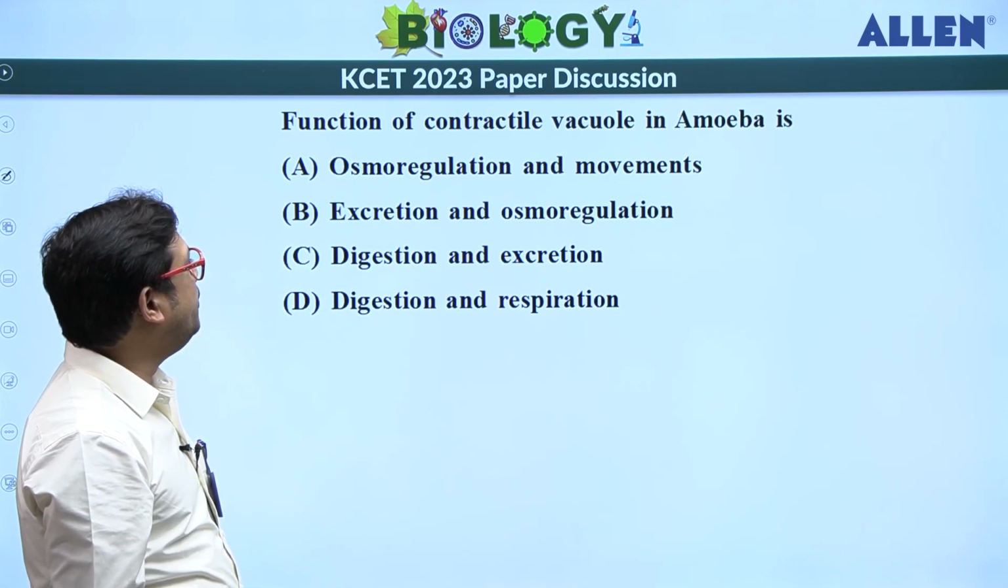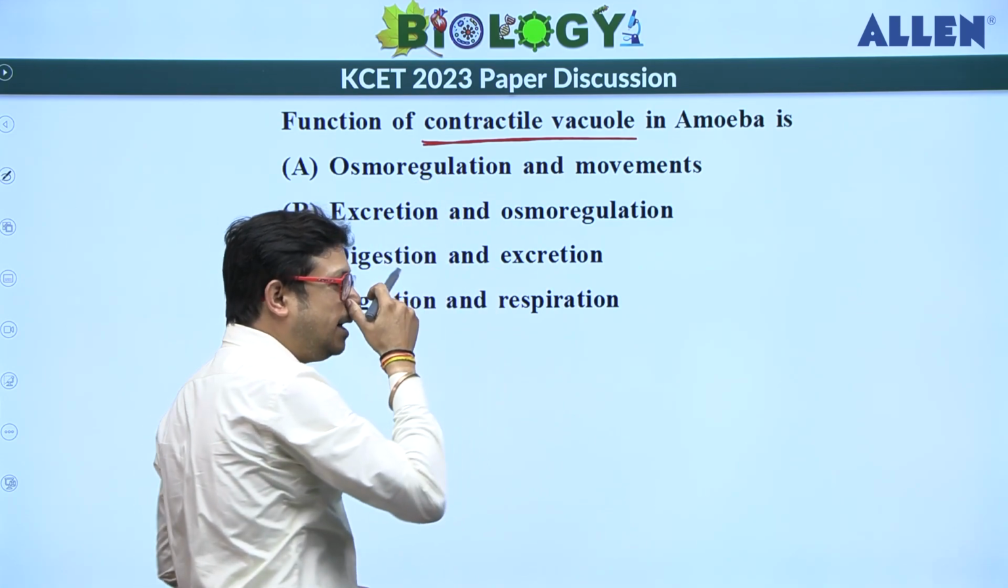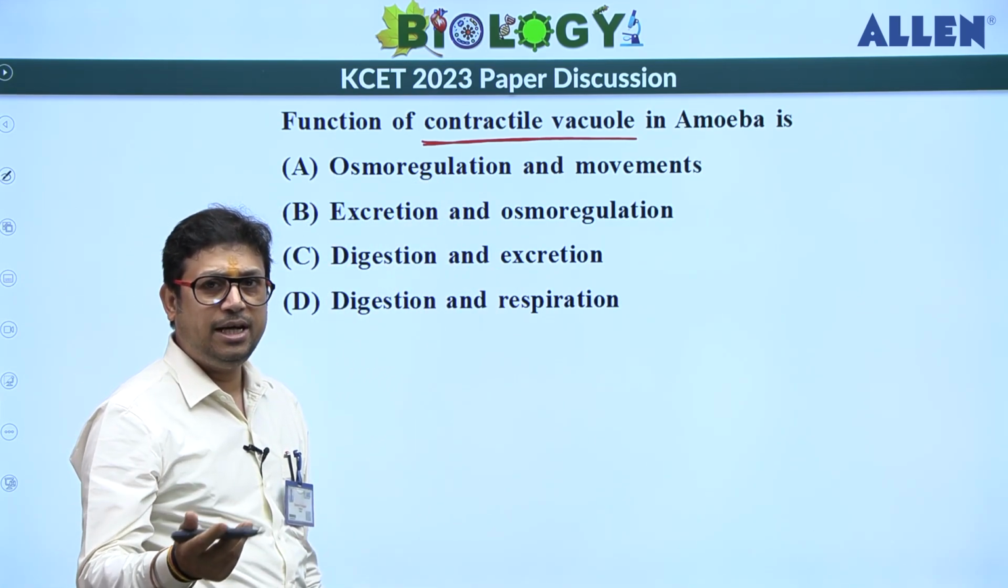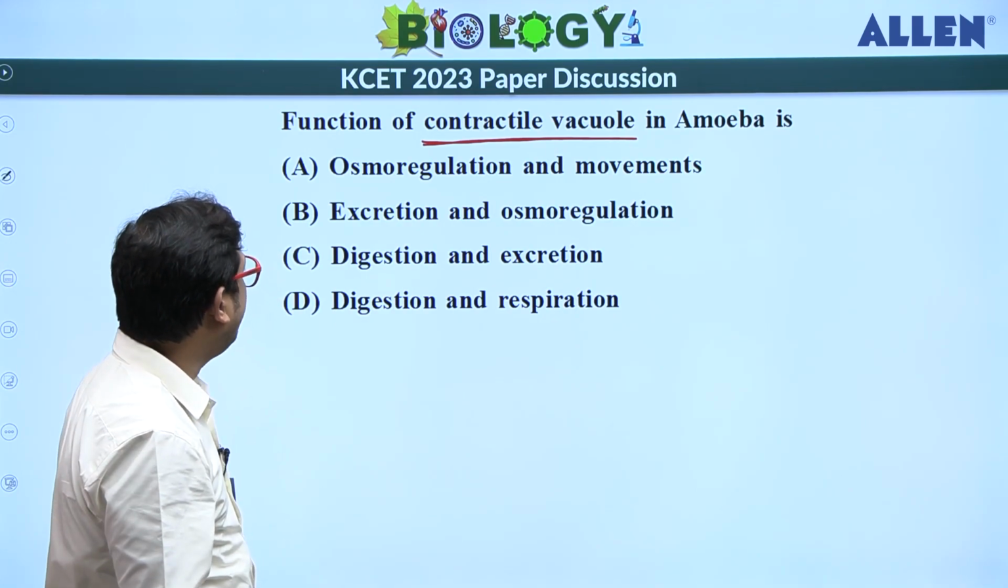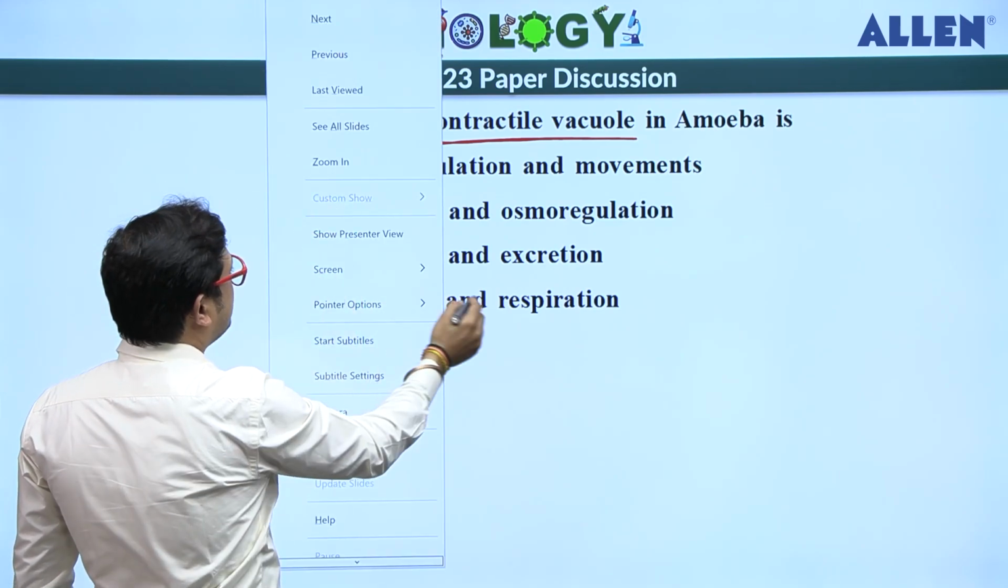Function of contractile vacuole in amoeba. Contractile vacuole is for what? It will absorb excess amount of water and throw it outside. That means it helps in osmoregulation, or it is having excretory function again. Yes, excretion and osmoregulation.